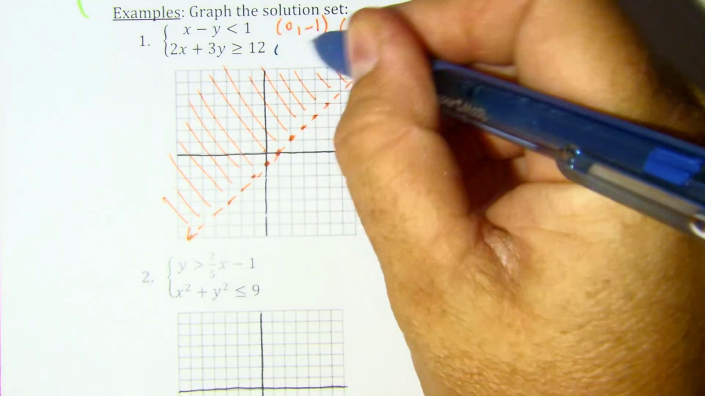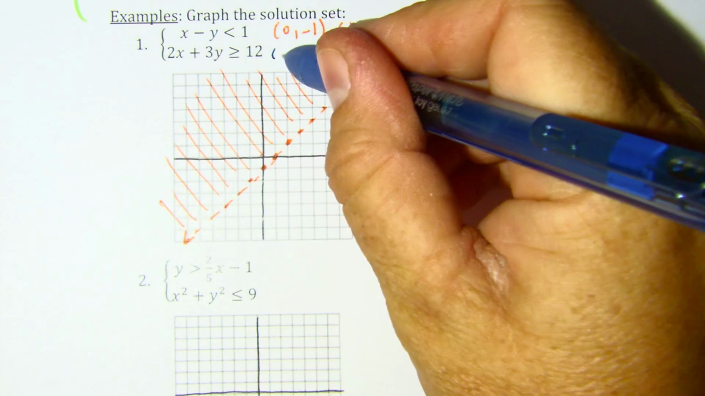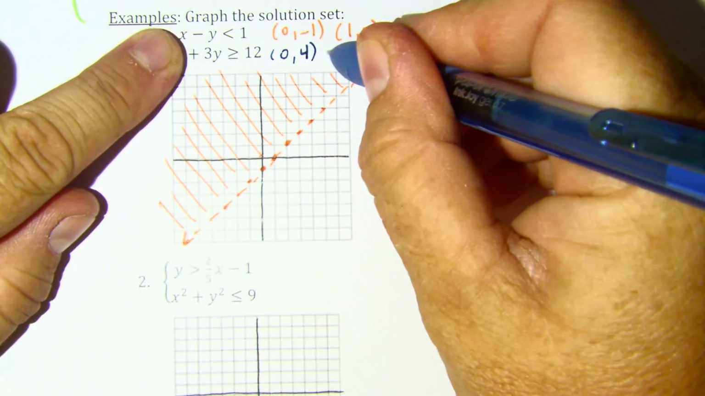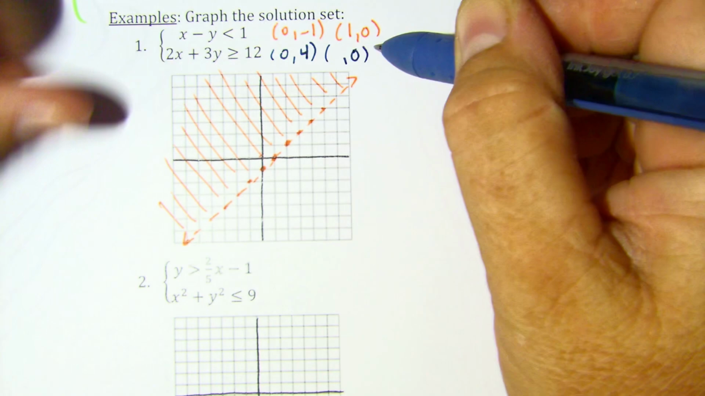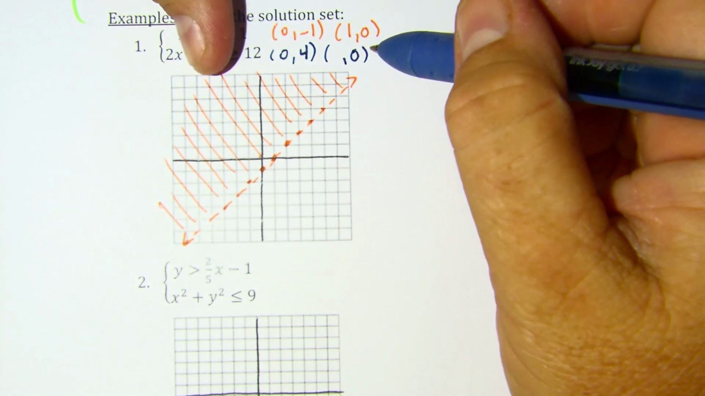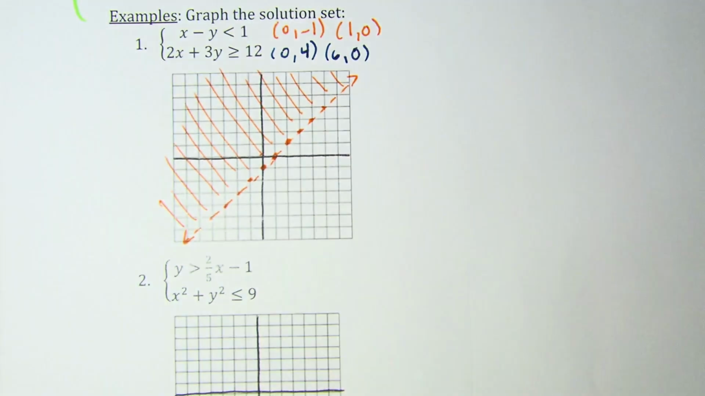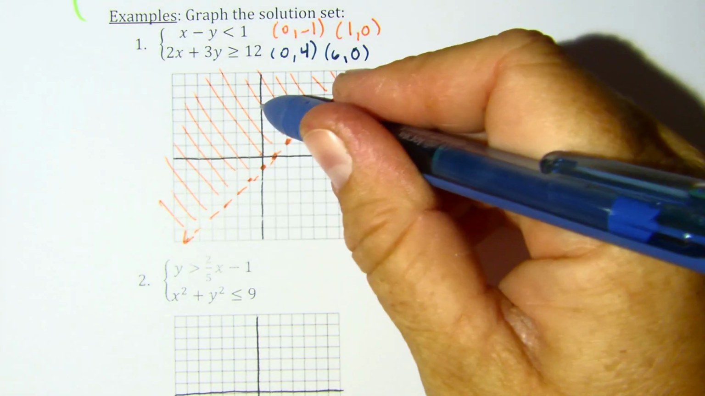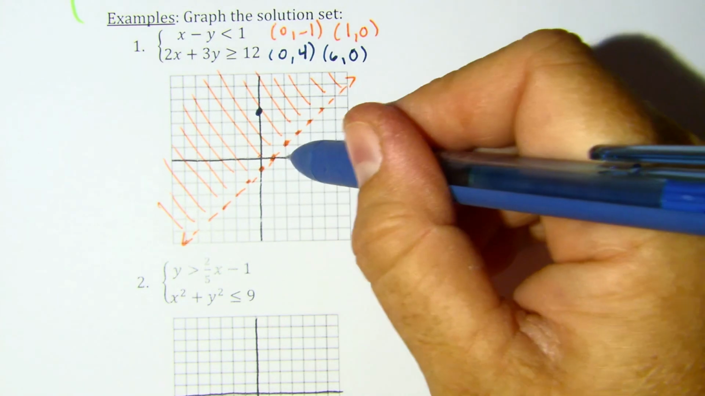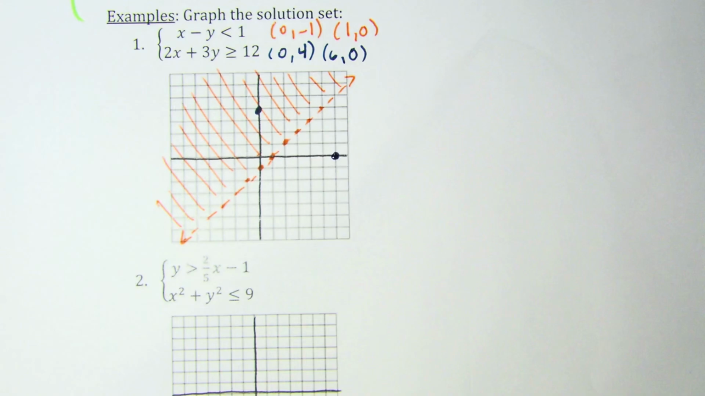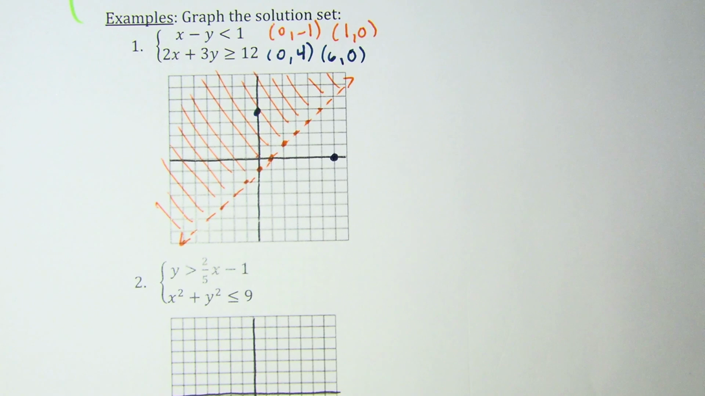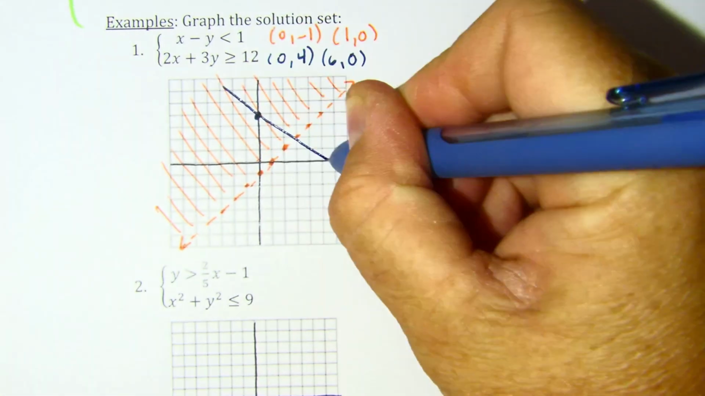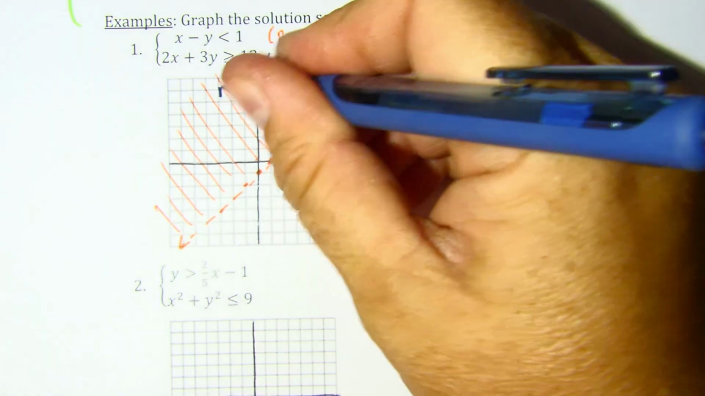This one you can also use intercepts. If I plug in 0 for x, that term goes away, dividing by 3, y equals 4. And if I plug in 0 for y, that term goes away, dividing by 2, x equals 6. So I can plot those points, 0, 4, and 6, 0. So those 2 points. And this is a solid line because it has the equal to line here. So I can go ahead and draw that line.